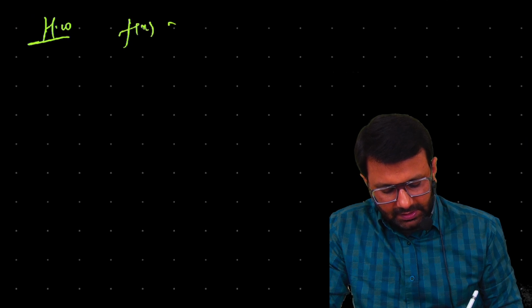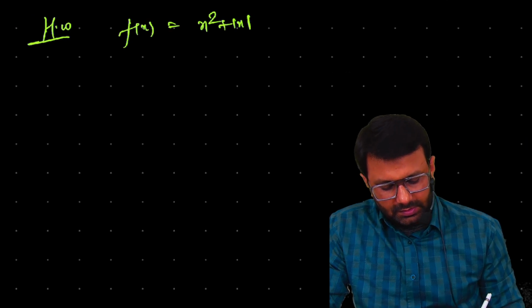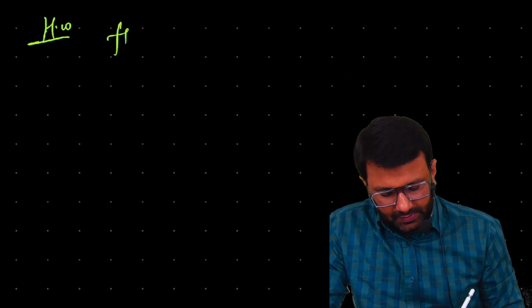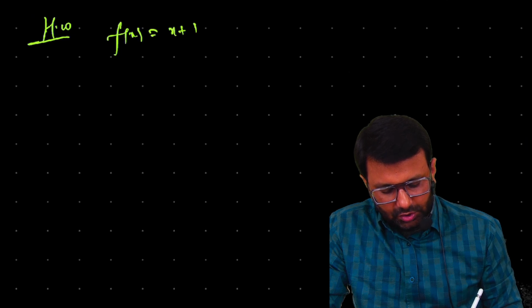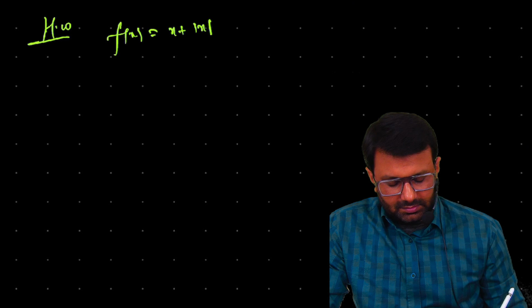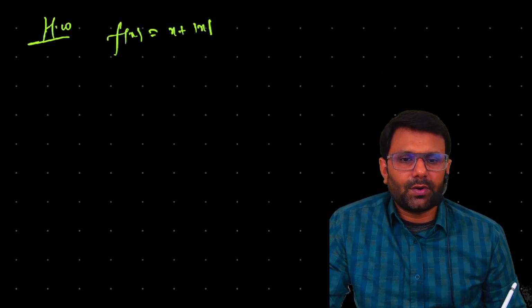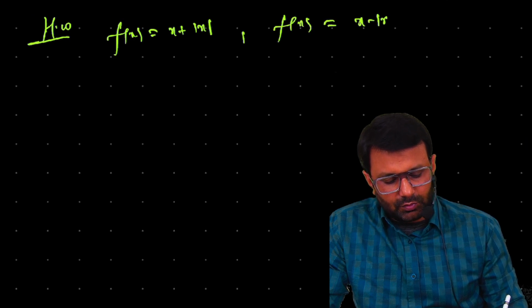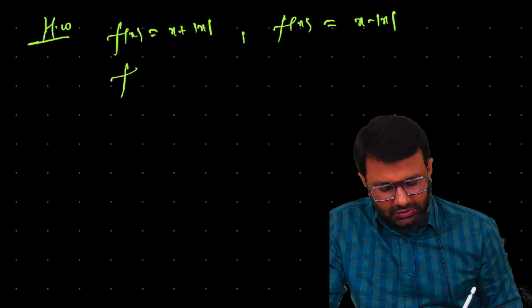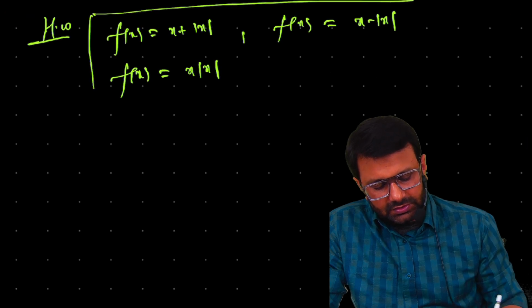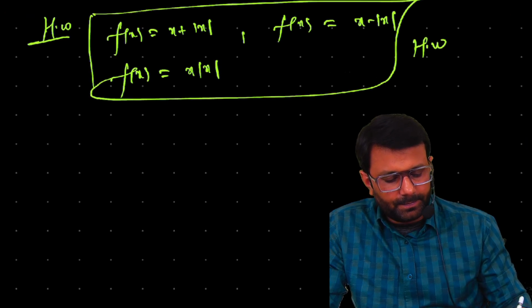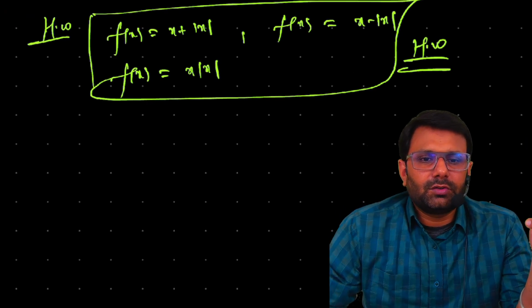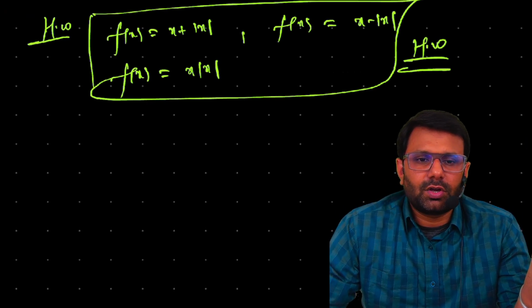Homework question: f(x) is equal to x plus mod x. Clear? Then comment on kinds of function. Next question is f(x) is equal to x minus mod x. And next question is f(x) is equal to x into mod x. These three questions I am giving you as homework. Clear? So you have to solve.